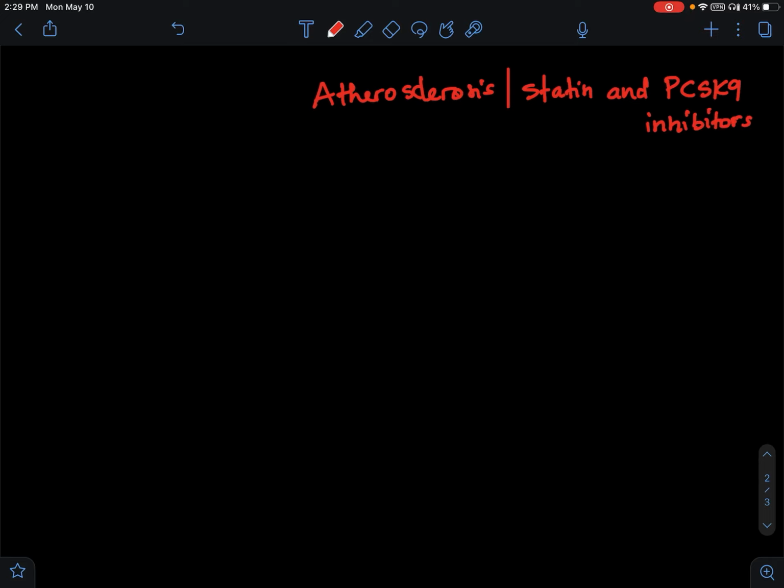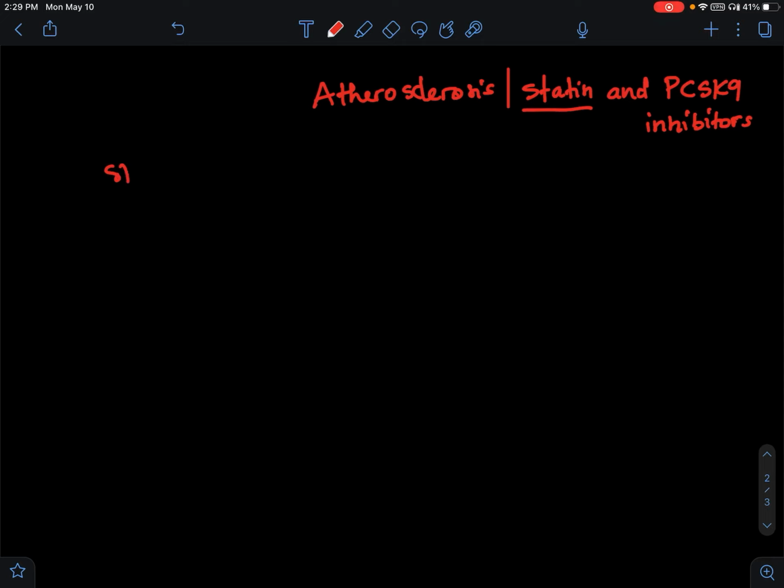Hello guys, today we'll talk about atherosclerosis and two therapies involved, the statin and the PCSK9 inhibitor. So, how does the statin help in the therapy of atherosclerosis?